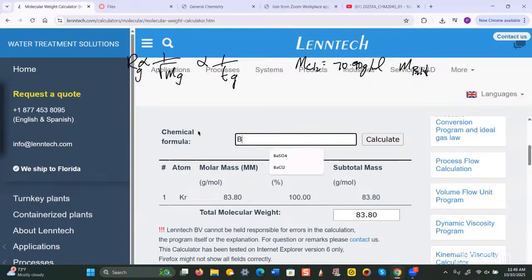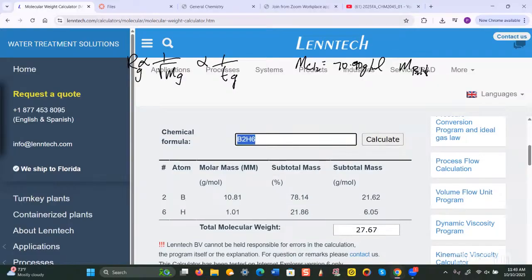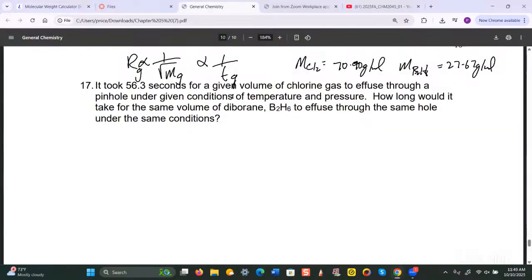Okay, so what was I looking at? Oh, diborane, B2H6. So calculate, okay, I got 27.67 for the molar mass of diborane. I'm going to write that down here. 27.67 grams per mole. All right, so got that out of the way. So what's the next step? Now that we have the molar masses of both the chlorine and the diborane, what would be the mathematical relationship between the time of effusion for each gas and the molar masses?